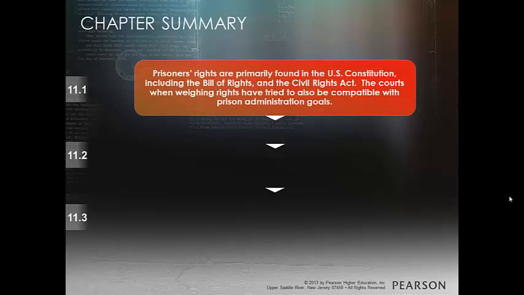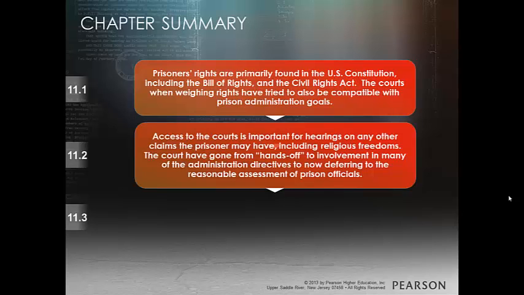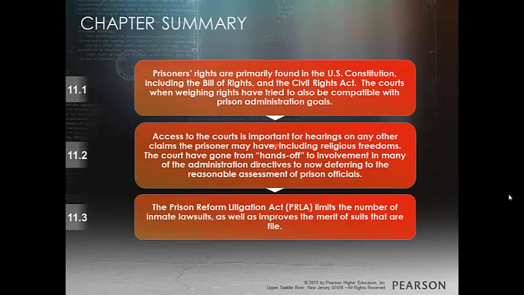All right, to summarize this chapter, prisoners' rights are primarily found in the U.S. Constitution, including the Bill of Rights and the Civil Rights Act. The courts, when weighing rights, have tried to also be compatible with prison administration goals. Access to the courts is important for hearings on any other claims a prisoner may have, including religious freedoms. The courts have gone from a hands-off involvement in many of the administrative directives to now deferring to the reasonable assessment of prison officials. The Prison Litigation Reform Act, or PLRA, as it is known, limits the number of inmates' lawsuits as well as improves the merit of suits that are filed.